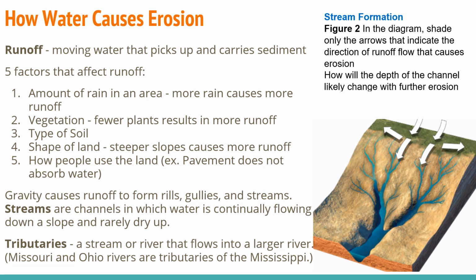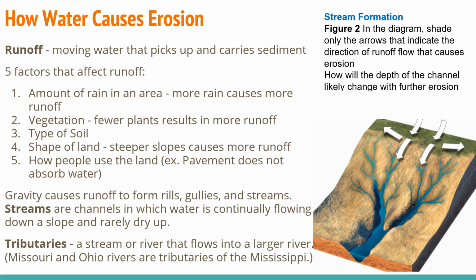Type of soil, shape of land. Steeper slopes cause more runoff. How people use the land. An example, pavement does not absorb water. That's why when we're driving, sometimes there is water on the pavement that's just standing there, and our cars do things like hydroplaning. Now, gravity causes runoff to form rills, gullies, and streams.